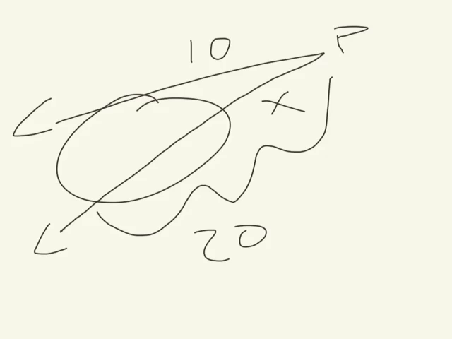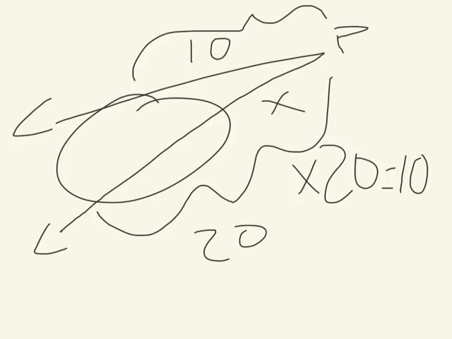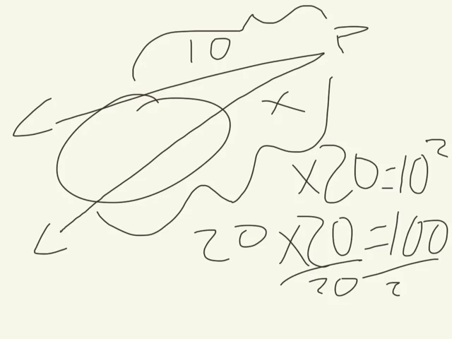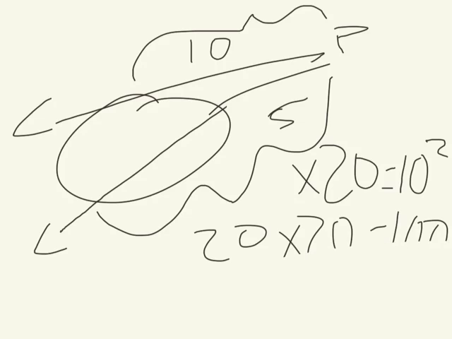So let's solve this problem. We said that the outside, x, times the entire segment, 20, equals the outside, which is 10, times the entire thing, which is also 10 because it's a tangent, or in other words, we can just square the tangent. So if we have 20x equals 100, then divide by 20, we'll get x to be equal to 5. It's not too bad. Let's try another one.